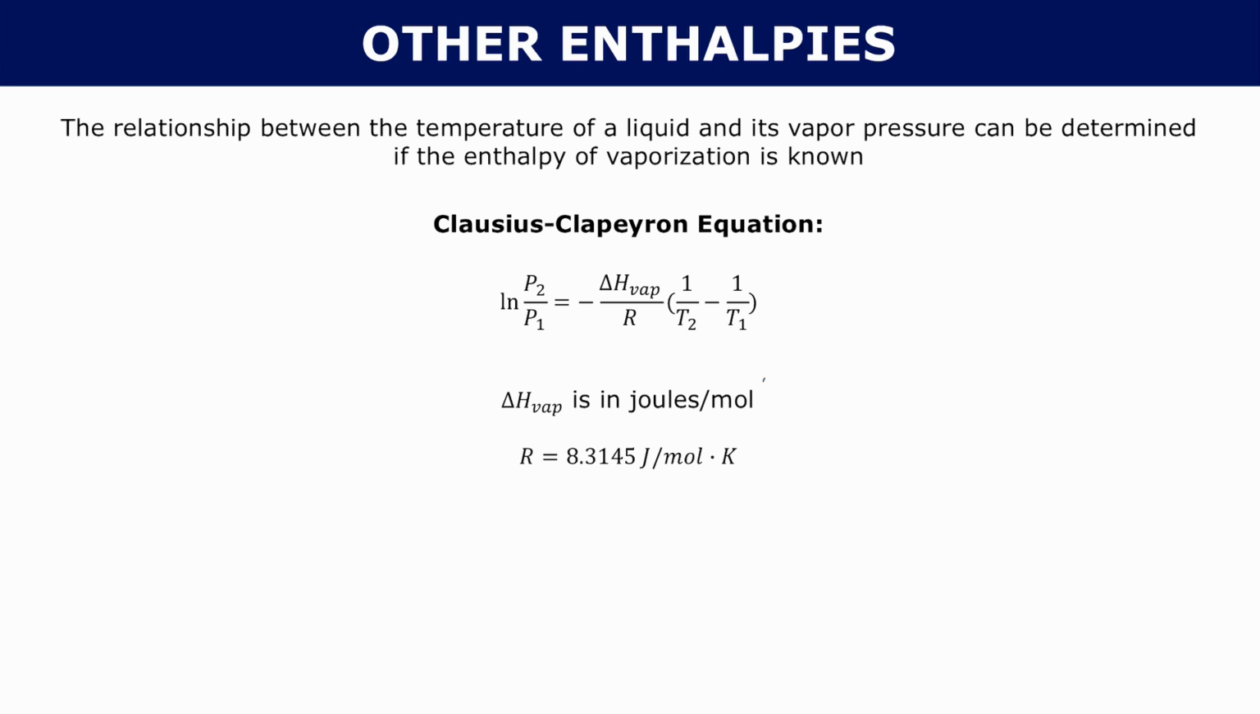The big thing is that your enthalpy of vaporization is in joules per mole. Sometimes your enthalpy value is given in kilojoules, so you have to make sure to convert kilojoules to joules. And R, in the context of this problem, our units need to be joules over mole times Kelvin, so our value is 8.3145. Let's do a problem.